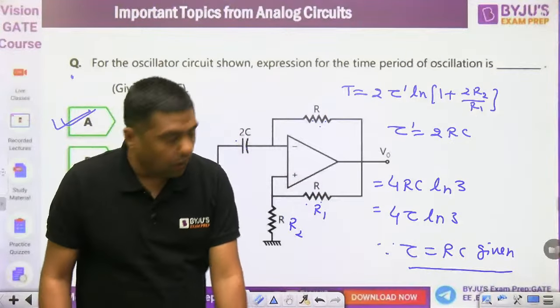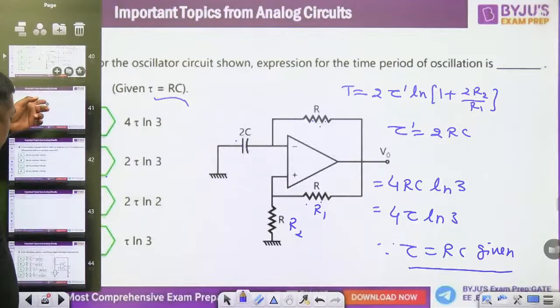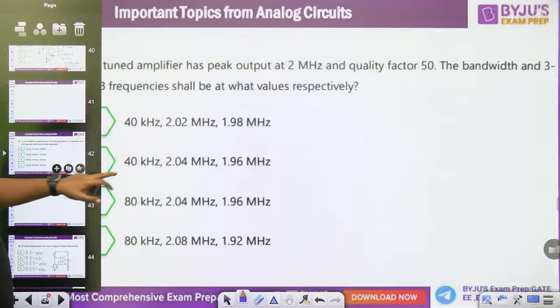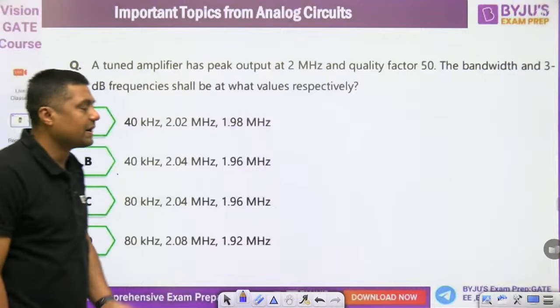Now, quickly, within 20 seconds, I am solving this type of questions. Then watch this. A tuned amplifier has a peak output at 2 MHz and a quality factor of 50. The bandwidth and 3 dB frequency shall be at what values respectively?